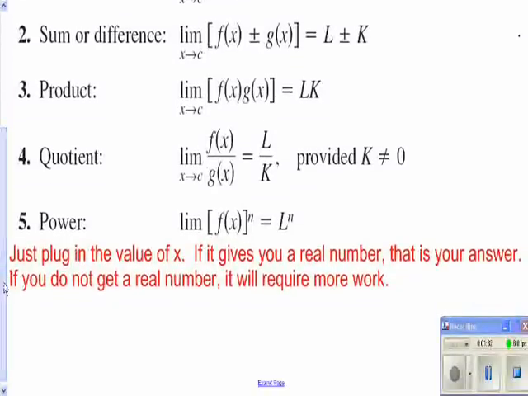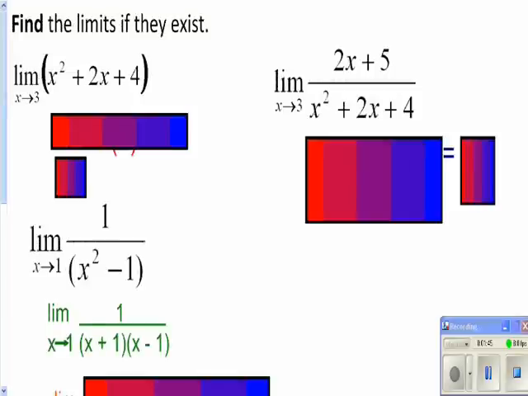In essence, when you're trying to take a limit, just go ahead and plug that value in. If it works, great, that's your answer, you're done. If it doesn't work, then it requires a little bit more work. So, whenever possible, just try plugging in the number.